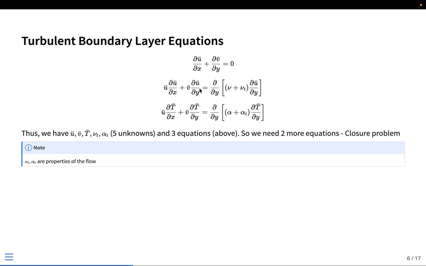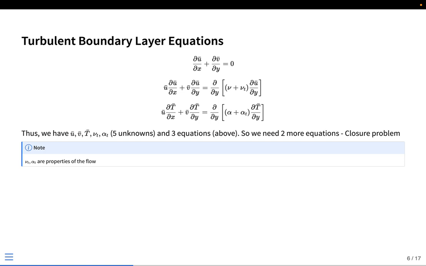But if you see here, we have 5 unknown variables: u bar, v bar, T bar, nu t, and alpha t. And as I said before, nu t and alpha t are properties of the flow. They are not the properties of a particular fluid, which means these also have to be derived from the flow itself. But we have only three equations and 5 unknowns, which means we cannot solve this particular system. This is called the closure problem. So we need two more equations that will give us the values of nu t and alpha t.